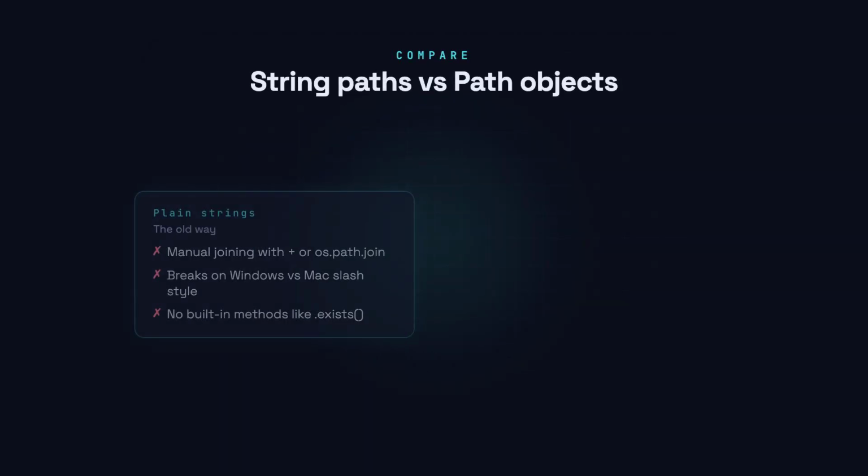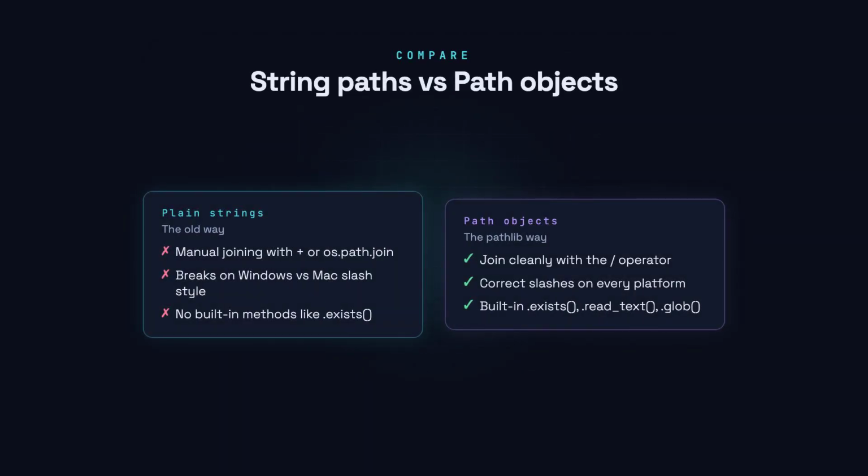The old approach was to build paths by adding strings together or calling os.path.join. Pathlib replaces all of that with one clean, readable object that works everywhere.